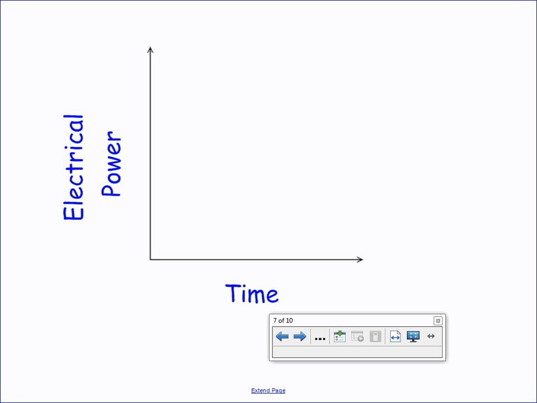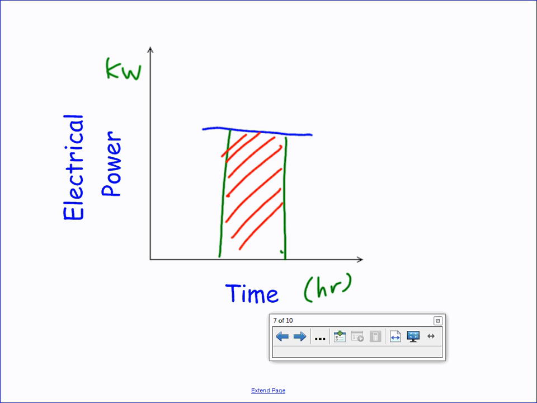You turn that dryer on, and it requires electrical power. That's measured in kilowatts, so we'll go ahead and label our vertical axis kilowatts. As you're running that electrical dryer over a time interval, the 7 minutes that it takes is a portion of an hour, let's say, that our x-axis is labeled in. The area underneath that power curve over a time represents a portion of that electrical bill that you're going to get at the end of the month.